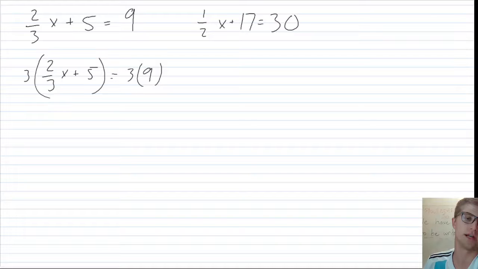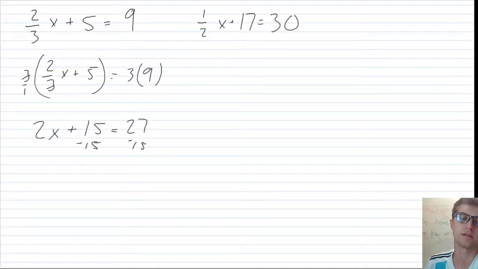3 times 2 over 3, 3's cancel, we're left with 2x, and then we still have 3 again. 3 times positive 5 gives us positive 15, and then 3 times 9 equals 27. Subtract by 15, we're left with 2x equals 12, and then divide both sides by 2, and we get x equals 6.